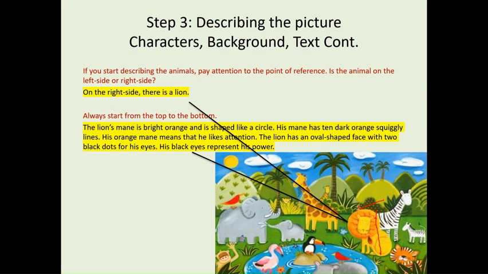So the lion's mane is bright orange and is shaped like a circle. His mane has 10 dark, squiggly lines. His orange mane means that he likes attention. That's my interpretation. Remember, I told you to look at that symbols and meanings chart and interpret what the color orange, in this case, means about him. What does that represent? And then the lion has an oval shaped face with two black dots for his eyes. And his black eyes can represent his power.